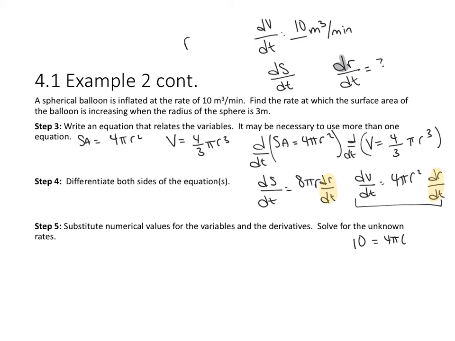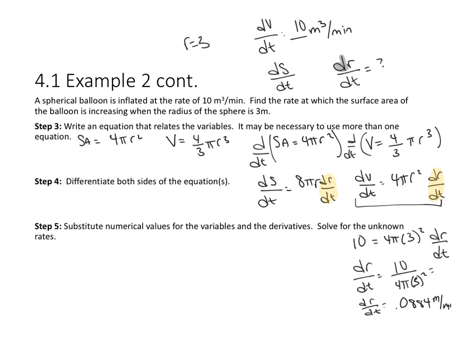I'm just going to write that back up here. Squared, and dr/dt is what I don't know. So my dr/dt is 10 over 4π times 3 squared. And when I plug that into a calculator, I get dr/dt is equal to 0.0884 meters per minute. So that's the rate that my radius is changing.